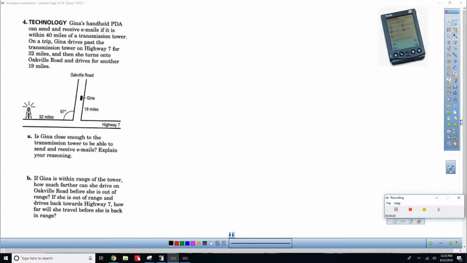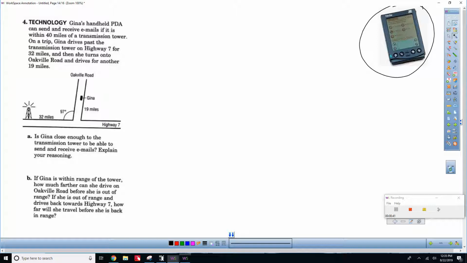Here we're going to work on number 4 from this 13.5 worksheet. It's about Gina's handheld PDA. What's a PDA? It's like a Palm Pilot. It's this thing right here. What was it used for? Think of it as a calendar. Think of it as a cell phone that didn't make calls or send texts. That's basically what a PDA was. But at one point, they were super cool. They were invented in 1997, and they lasted for about 10 years before the cell phone made them obsolete.